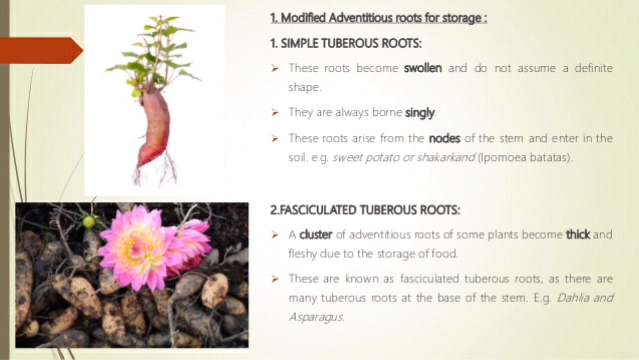Modified adventitious roots for storage. Simple tuberous roots. These become swollen and do not assume a definite shape. They are always borne single. The roots arise from nodes of the stem and enter the soil. Sweet potato, Ipomoea batatas. Fasciculated tuberous root. A cluster of adventitious roots of some plants become thick and fleshy due to the storage of food. They are known as fasciculated tuberous roots as there are many tuberous roots at the base of the stem. Example is dahlia and asparagus.